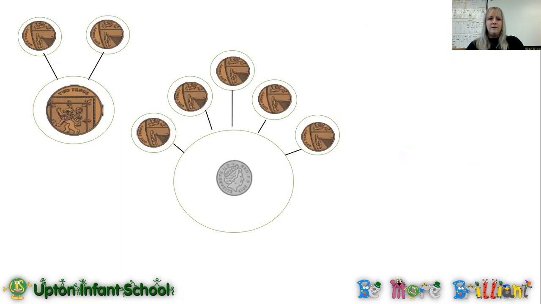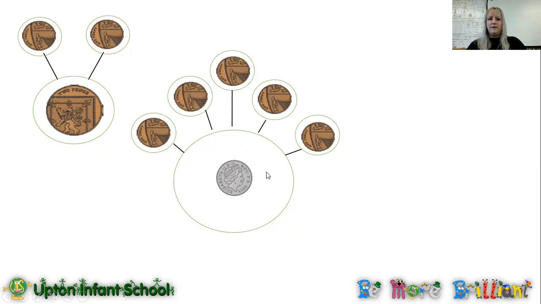Now, yesterday we looked at this part whole model up here. And do you remember we said that 1p add 1p makes 2p? Well, today, like I said, we're going to look at our 5p coin. So I've got a part whole model here, because we can have a look and we can see that 1, 2, 3, 4, 5 1p coins is the same as 1 5p coin. So it'd be much easier for us to hand over one of these at the till than it would to count out 5 separate 1p coins and hand that over.